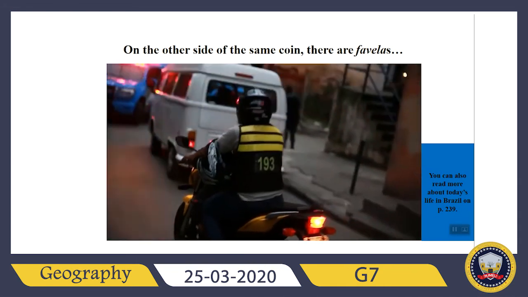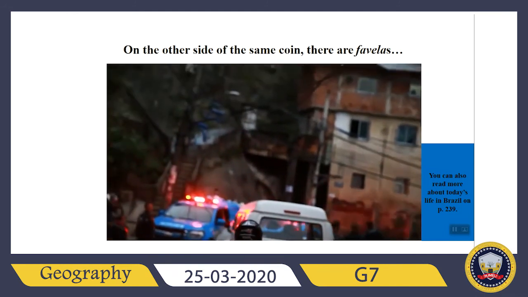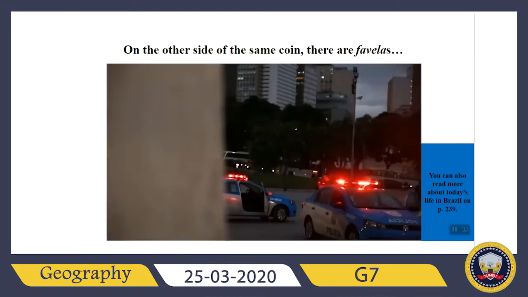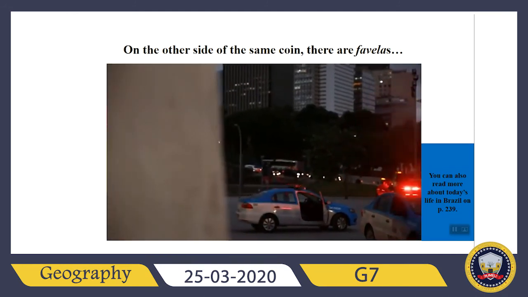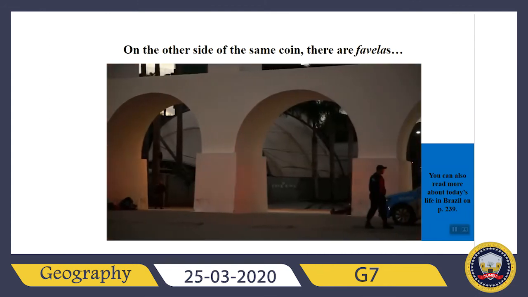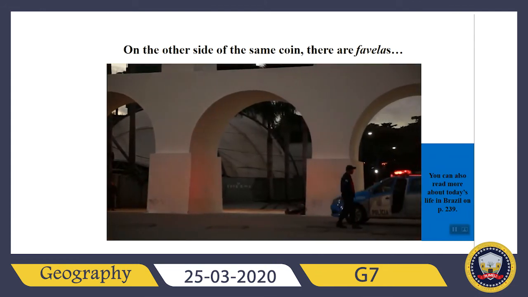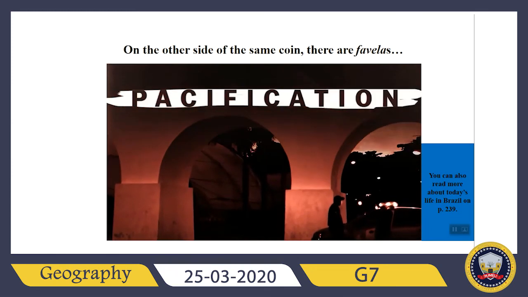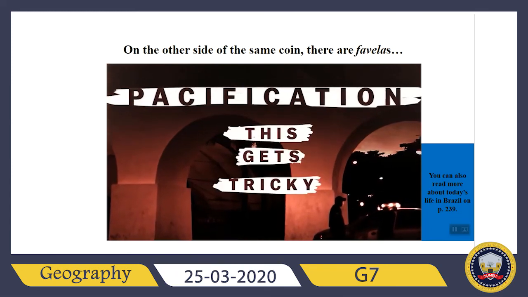In 2008, the city of Rio was ready to take over the lawless territories of Rio. They assembled a special force of police officers to enter the favelas and drive out the gang influence. They called this process pacification of the favelas. But this gets tricky really fast.